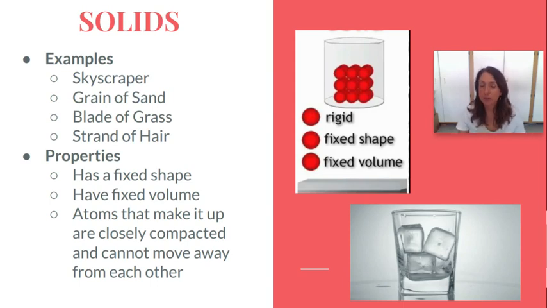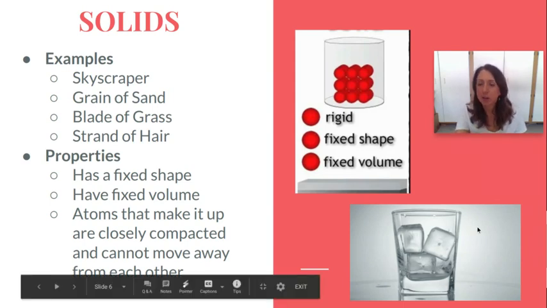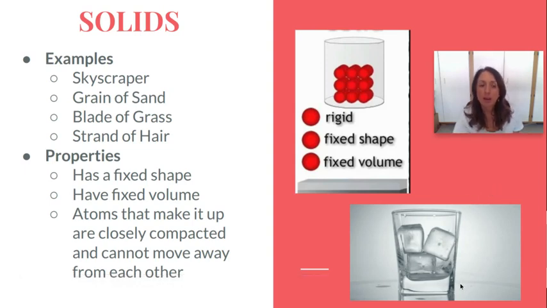So here are some examples again. So here you have ice cubes in a glass. So both the ice cubes are a solid and the glass is a solid. So it has a fixed shape. The shape of the glass doesn't change. It has a fixed volume. It takes up the same amount of space always.